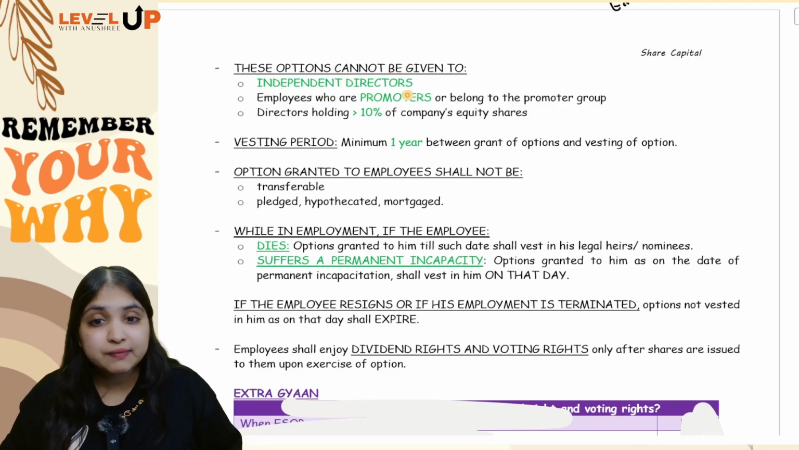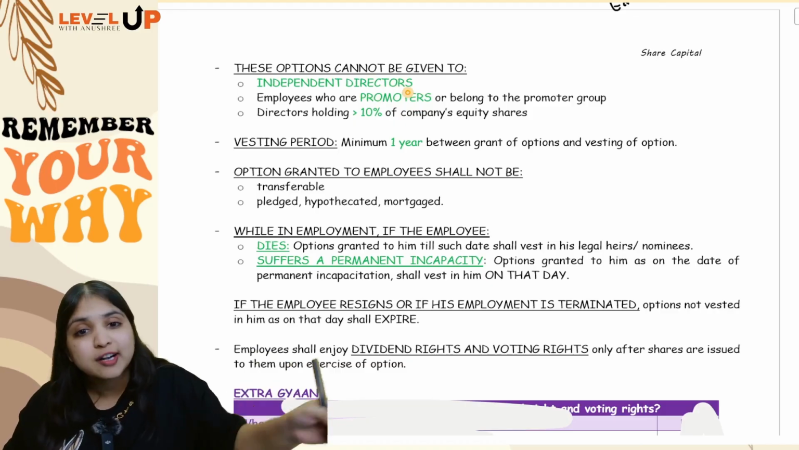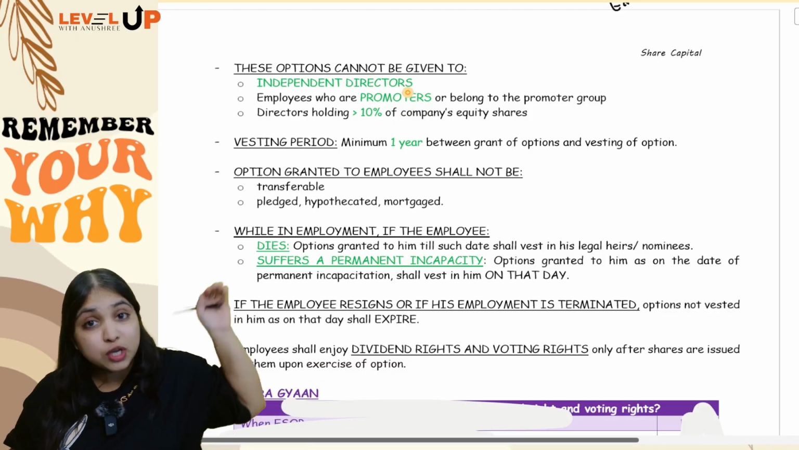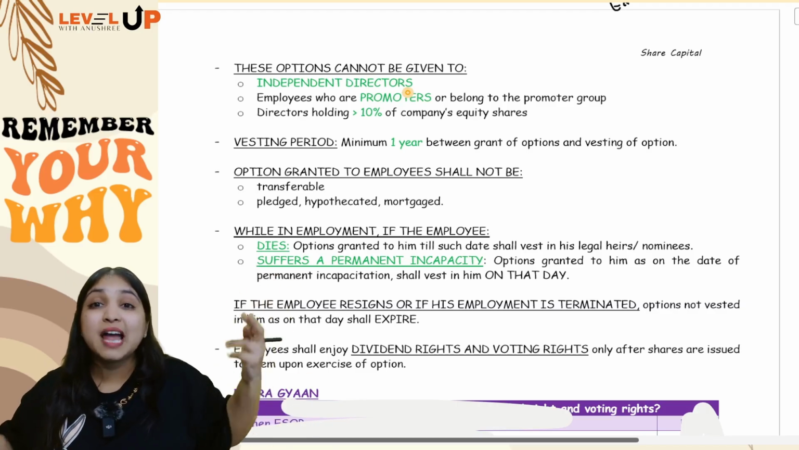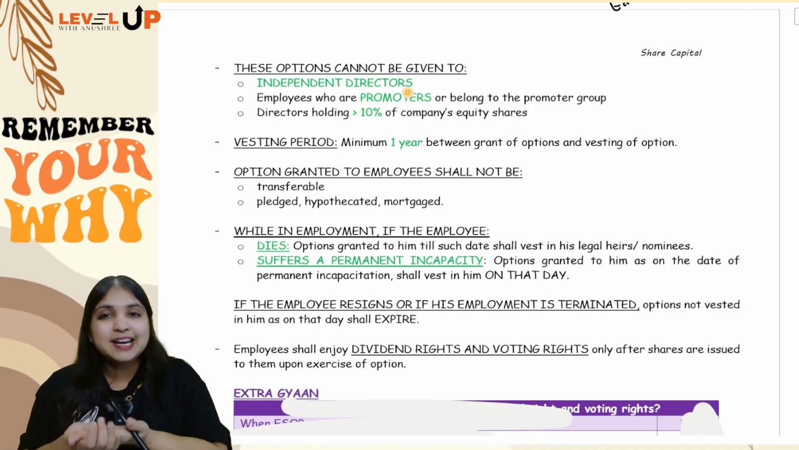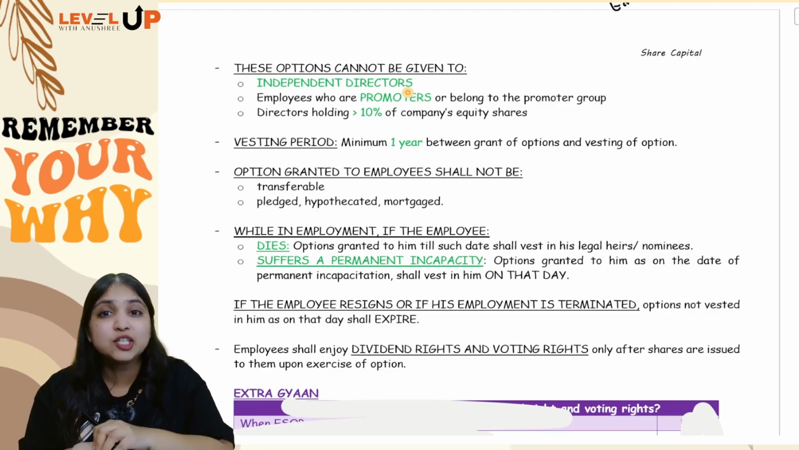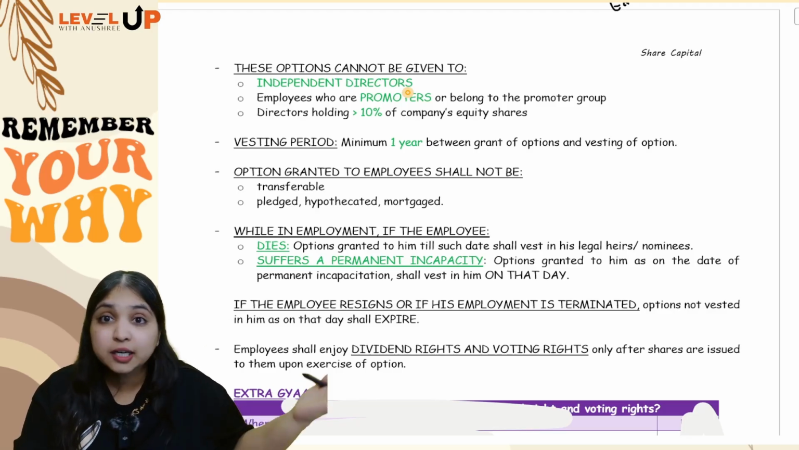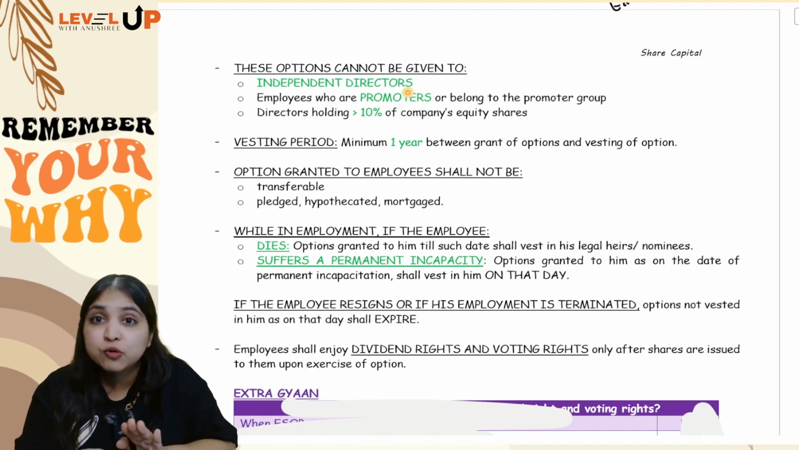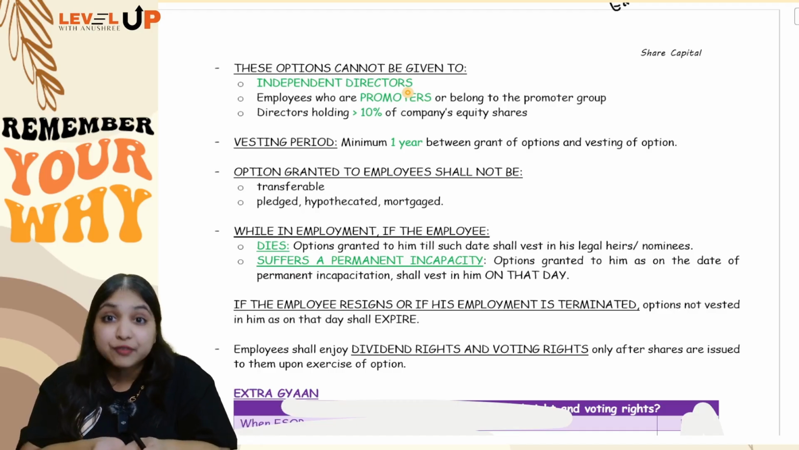We also can't give ESOPs to promoters. We also can't give ESOPs to those directors who are already holding more than 10% shares. They are already holding more than 10% shares. If you give them ESOPs also, they will start having major control over the company, and that we don't want. Then we discussed, right now I am having only ESOPs in my hand. I didn't exercise till now. These ESOPs I can't transfer. On these ESOPs I will not get voting right, dividend right and all. I am not a shareholder of the company till now. Once I exercise the option and get the shares, now I have shares in my hands.